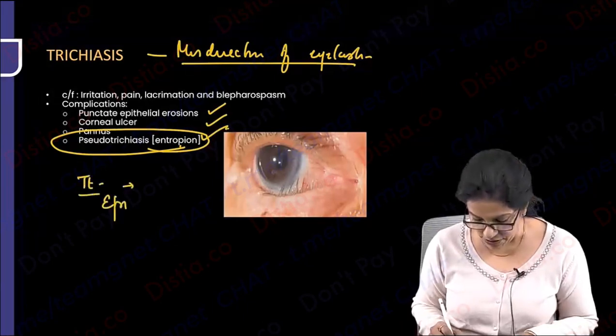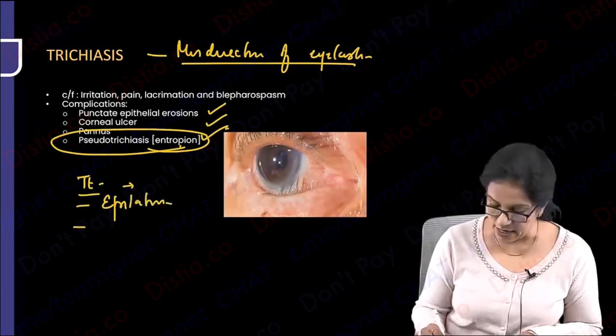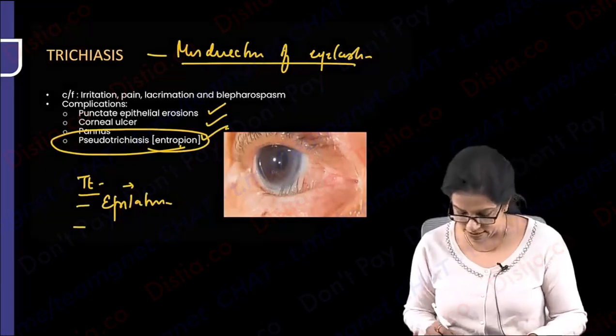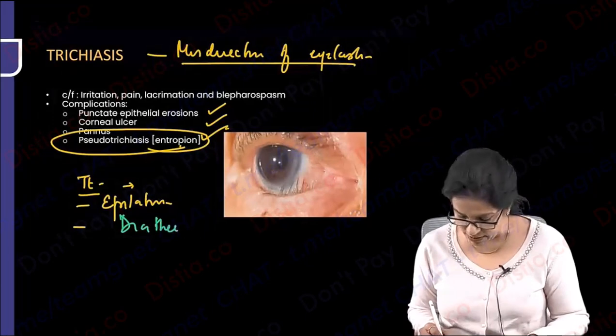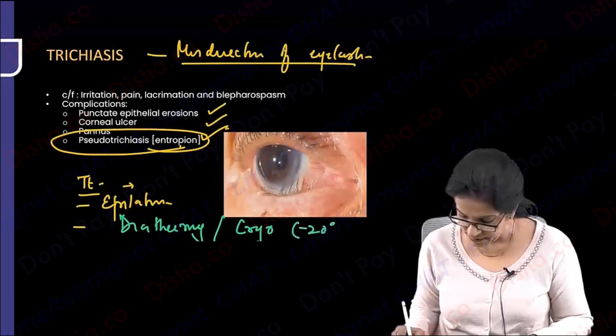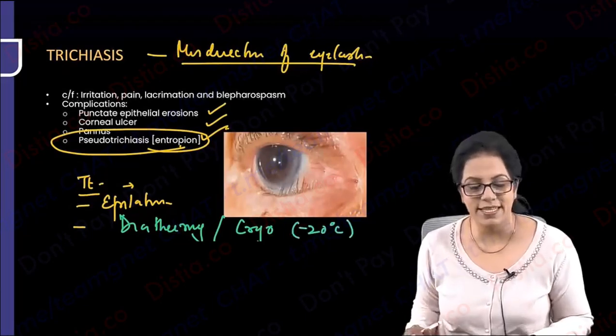And how do we treat trichiasis? I can go for epilation, but as you know, it will again grow. Either I go for diathermy or I go for cryo at minus 20 degrees. Okay? So either diathermy or cryo. Come to the next condition.